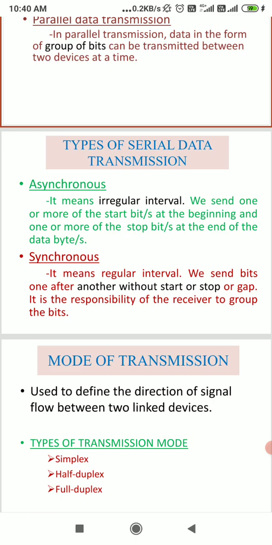After one bit we will transfer another. Asynchronous, irregular. Synchronous, which will be regular. So we can say asynchronous serial data transmission means when we are sending data, we send one or more start bits at the beginning and one or more bits at the end of the data byte. If we talk about synchronous, that will require regular intervals.